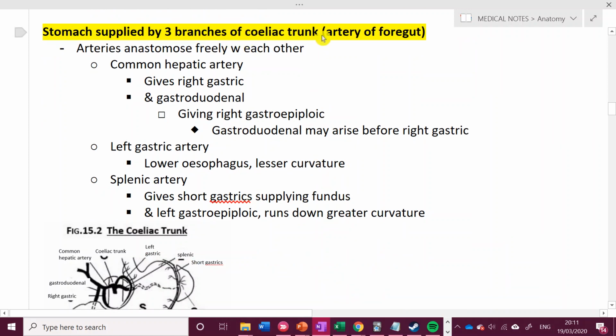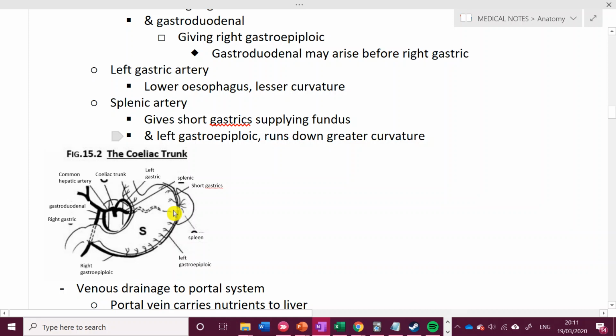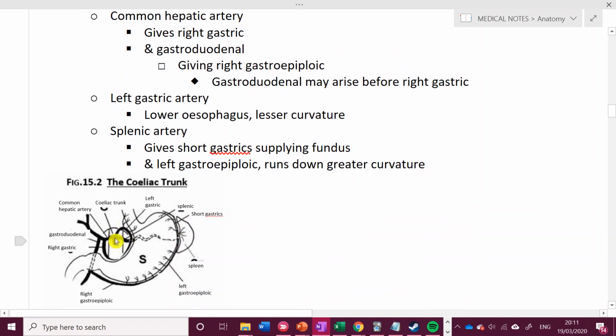So the artery of the foregut is the celiac trunk, and this has 3 branches of arteries which anastomose freely with each other. So you've got the celiac trunk in the middle here, coming from the abdominal aorta, and then you've got the 3 trunks. The common hepatic artery, the left gastric artery here, and then the splenic artery here. So the common hepatic artery gives off the right gastric artery and the gastroduodenal artery.